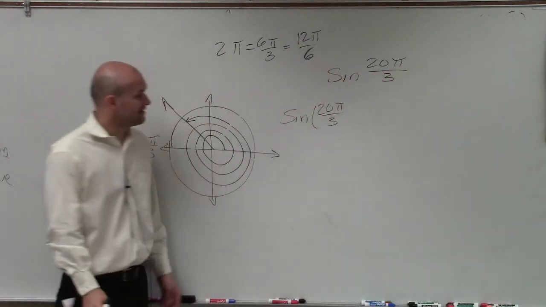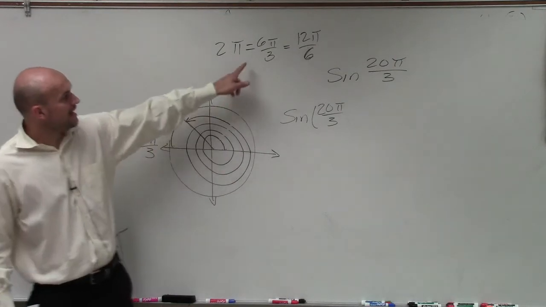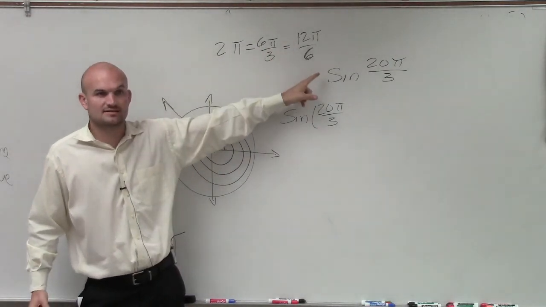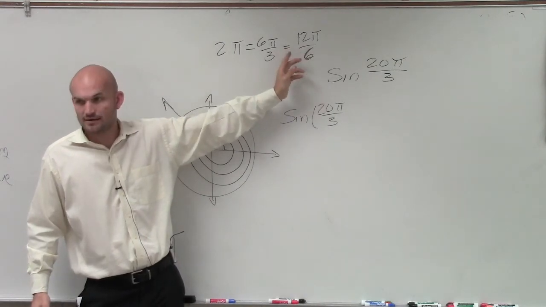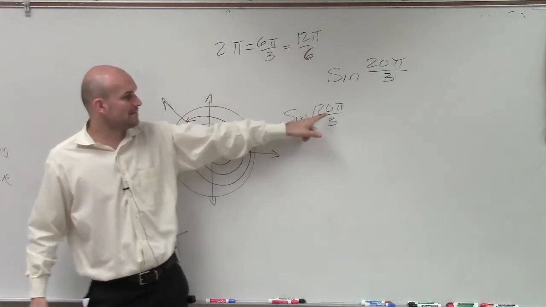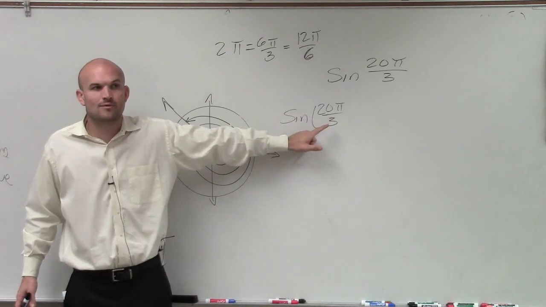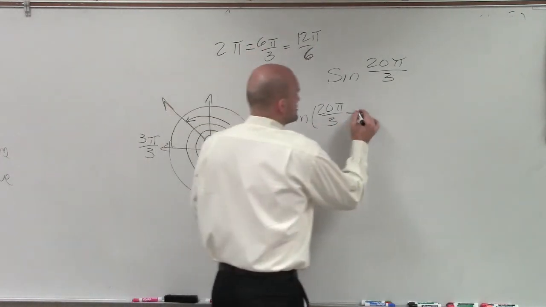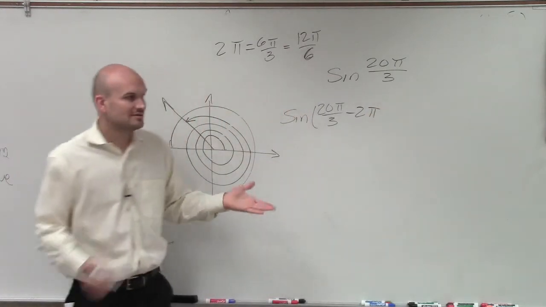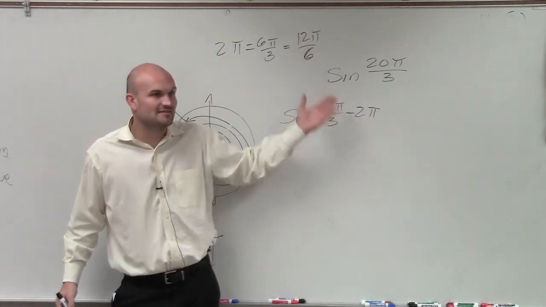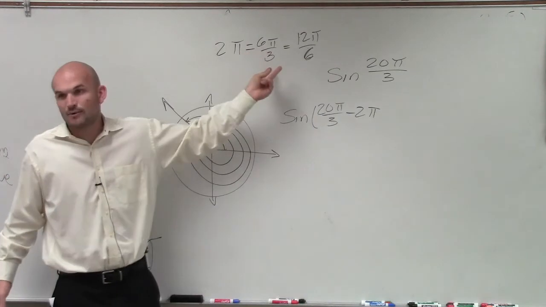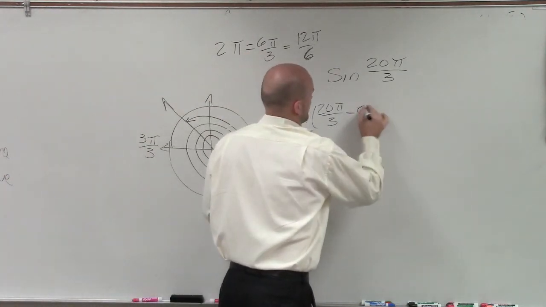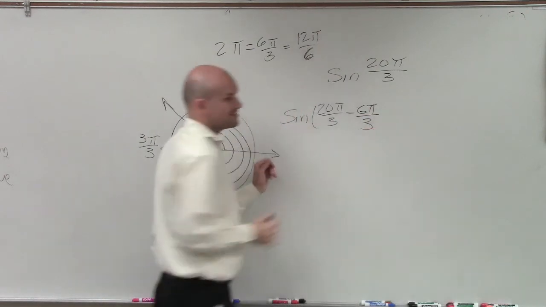So here I have sine of 20 pi divided by 3. Now, all of these equal 2 pi, right? 2 pi, 6 pi over 3, 12 pi over 6. You divide those numbers, you're still going to get pi, right? So if I'm going to be subtracting from 20 pi over 3, what would I want? Which of these versions of 2 pi would I want to use? Because really what you're going to do is subtract 2 pi. But remember, to subtract a fraction times a whole number, you've got to have the denominator of 3. So really, I want to subtract 6 pi over 3. So I subtract 6 pi over 3.